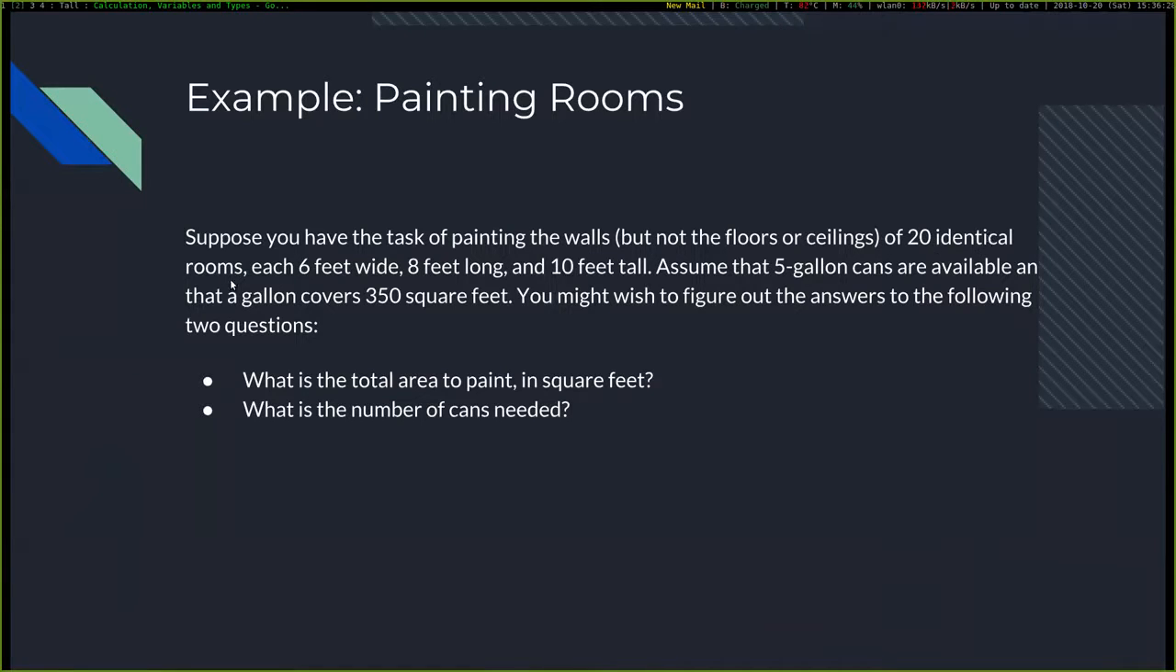There are 20 rooms to paint, painting only the walls, not the floors and ceilings. Each room is 6 feet wide, 8 feet long, and 10 feet tall. Basically, using these three numbers, you can calculate the dimensions of the walls. And assume that we have 5 gallon cans available.